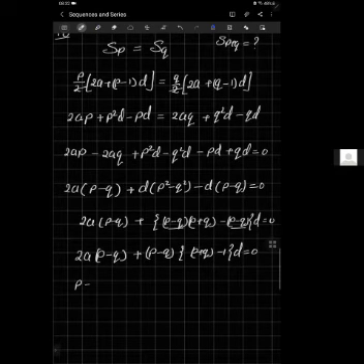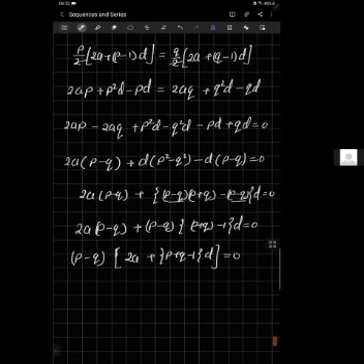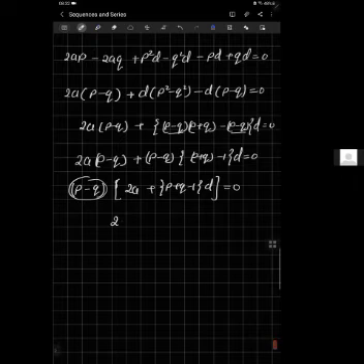Now I'm taking P minus Q common. What is left? 2A plus P plus Q minus 1 into difference d equals to 0. If I want to take this term on the other side, it will be 2A plus P plus Q minus 1 into difference d equals to 0.